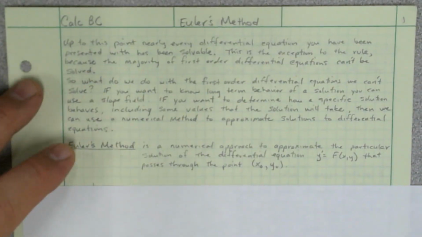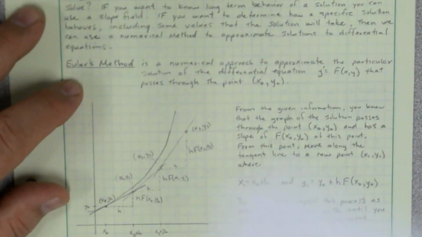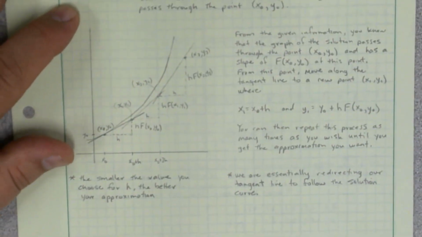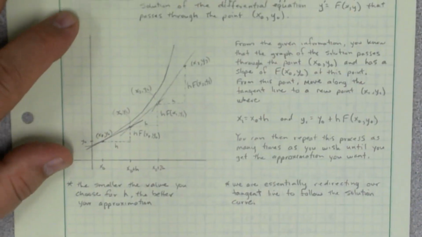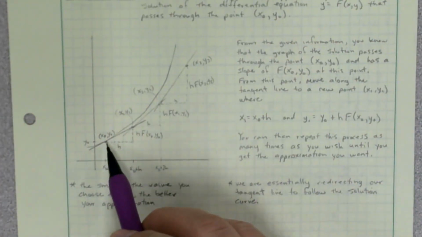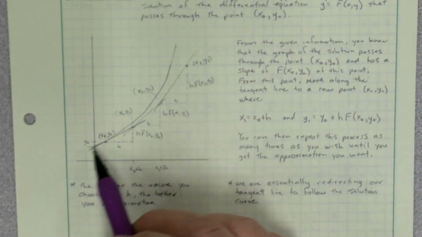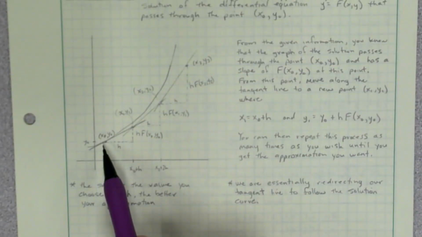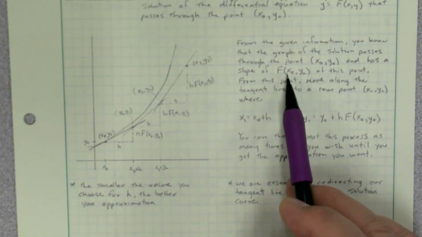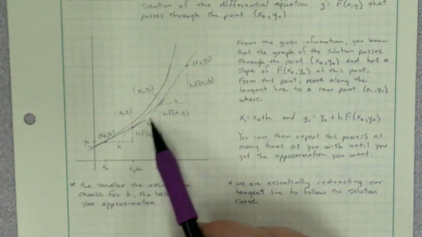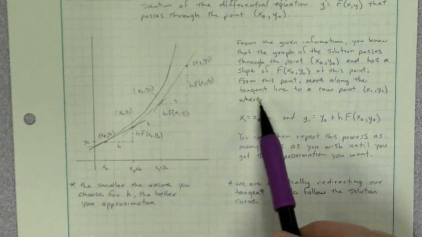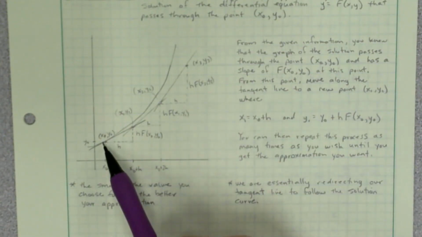Okay, so here's how it works. Let me move it up here so you can see it. Here's the initial point right here. We have our initial tangent line. So from the given information, you know that the graph of the solution passes through this point and has a slope of some function of x and y right there, so the slope of that line at that point. From this point, we're going to move along. So here's how Euler's method works.